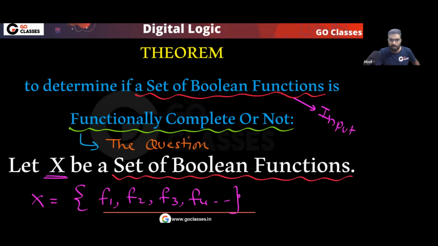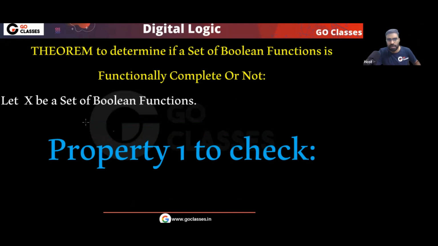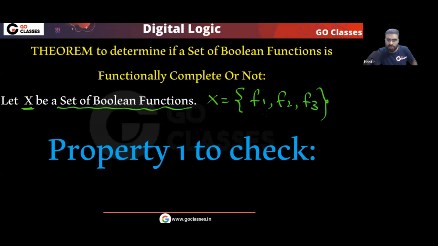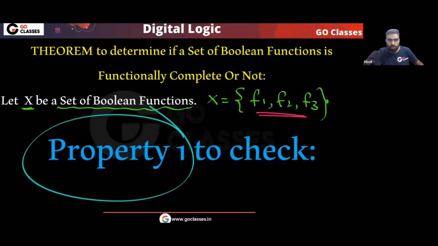So very simple. Now let's see this theorem one by one, step by step. Let's see property 1 to check. I will give you a set X of Boolean functions, F1, F2, F3. In the question, they will give you this set, and they will ask you, is this set X functionally complete or not? Then you will check property 1.